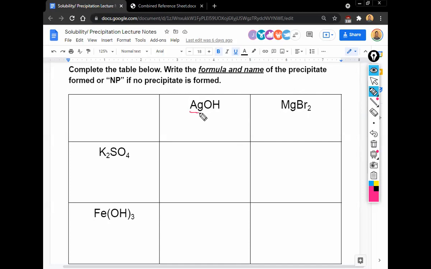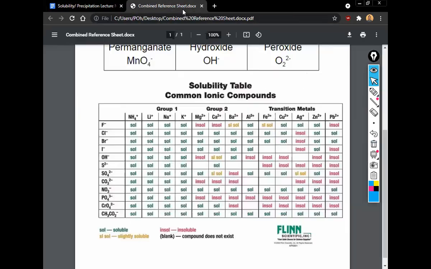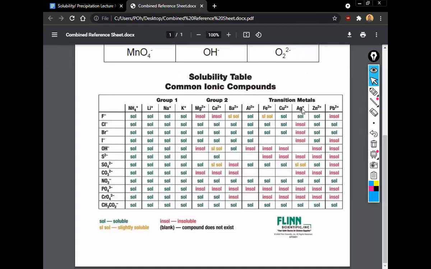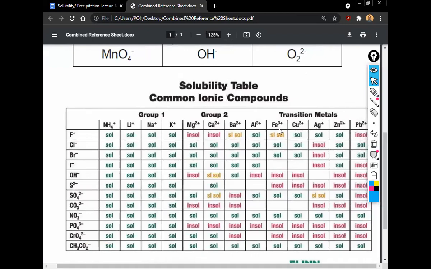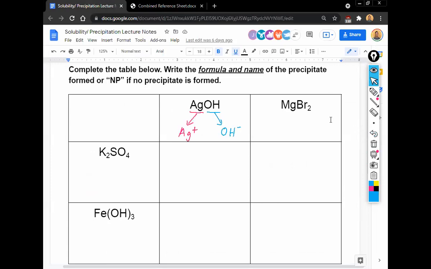If we start with AgOH, you should be able to see that Ag is Ag plus, and OH is going to break down into OH minus. And again, we get these positive and negative ions by looking at the solubility chart. You can see that Ag is Ag plus and OH is OH minus. So we just look at this chart and figure out what ions come out here.